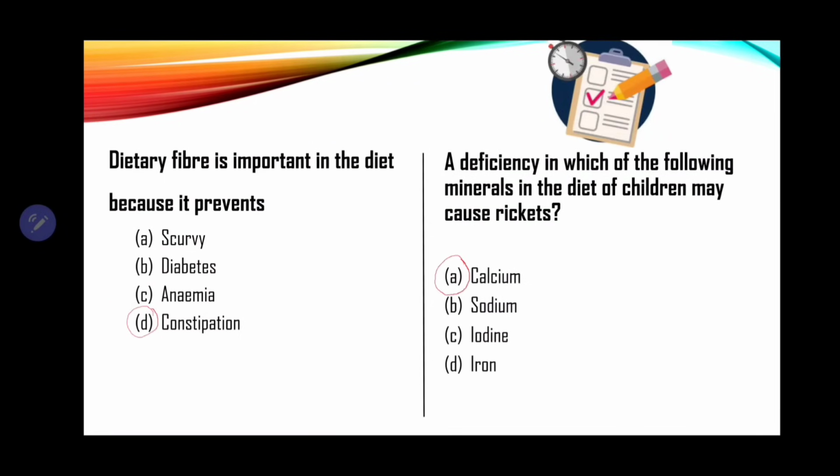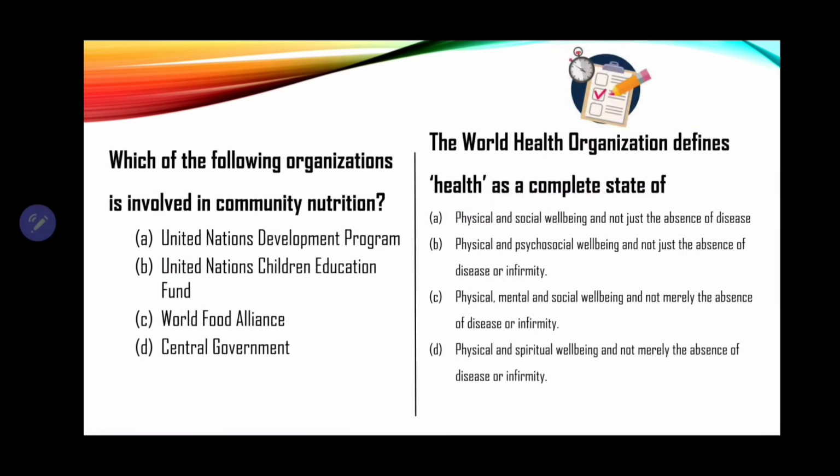Good. Next question. Which of the following organizations is involved in community nutrition? Now, community nutrition refers to an organization that goes out within the community and disseminates information about health and nutrition and lifestyle diseases, right? The function of persons who undertake this task is for persons to live a healthier lifestyle.